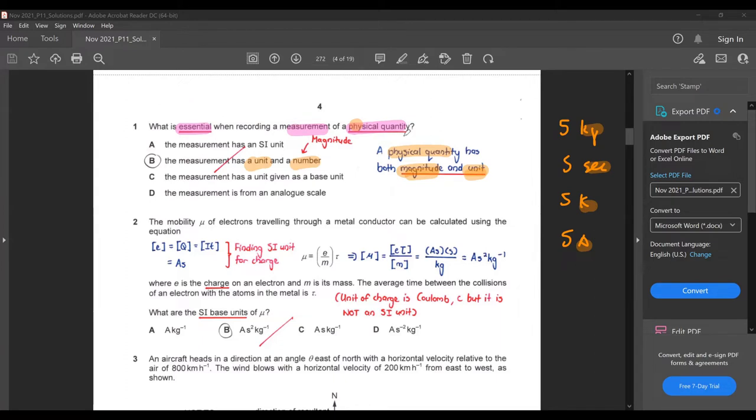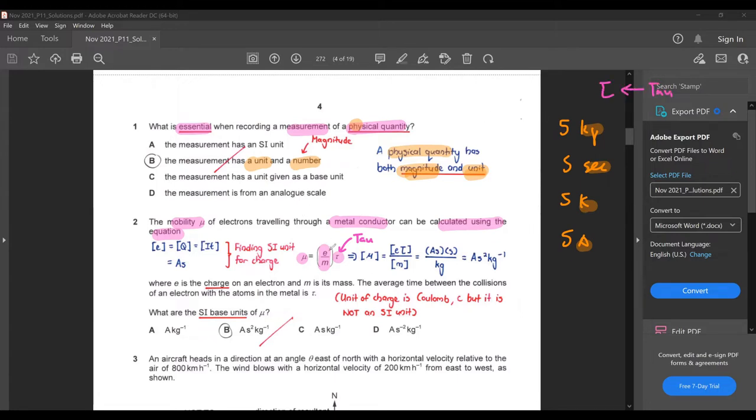And then after that, part 2, the mobility mu of electrons traveling through a metal conductor can be calculated using the equation mu equals e over m times, no, this is not pi. I can't remember what this is, oh, this symbol is tau. This Greek symbol is called tau.